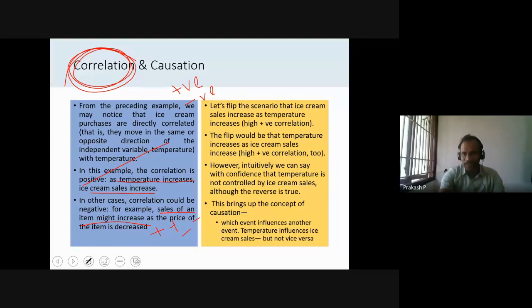You may wonder why I am suddenly talking about correlation. I will explain. Right, this is flipping to another scenario. The ice cream sales increase as temperature increases. The temperature increases, ice cream increases. Both are in positive correlation. Next, we can't control the temperature. Temperature is not controlled by ice cream sales, although the reverse is true. So that's why we can bring in causation as a caution. Causation is when one event influences another event. Temperature influences ice cream, but not vice versa. We are not bothering with causation as of now. We are concentrating only on correlation.